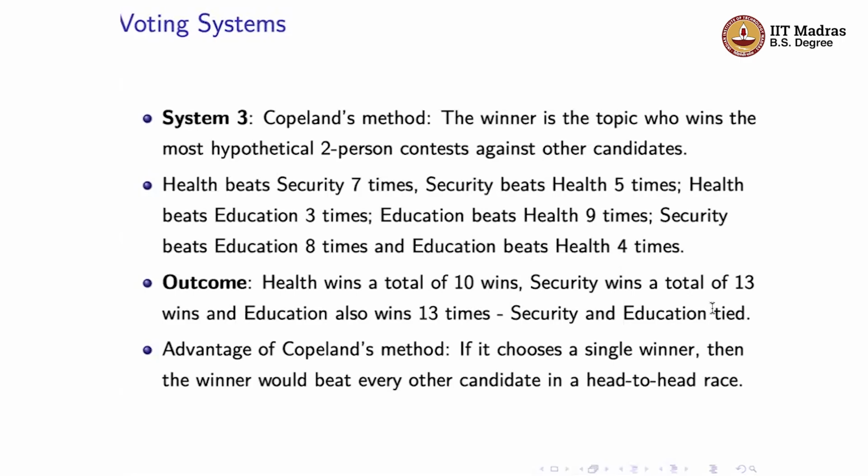One thing that we notice is that the Copeland method may not necessarily produce a unique winner. But the advantage is that if it does produce a single unique winner, then this winner would actually end up beating every other candidate in a head-to-head race. This is something that one can show, but it is outside the scope of our discussion at this point. So I hope that gives you a bit more idea of how to work with these different voting systems that you see here.